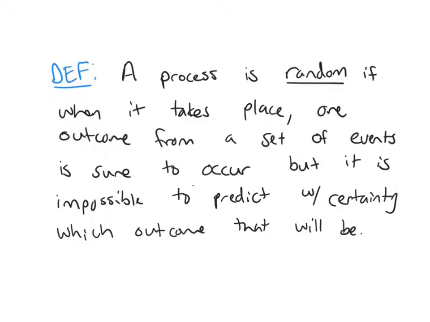So for example, if we flip two coins, we know that some outcome is going to happen for sure, but I cannot predict with certainty which outcome that will be. I don't know for sure what I'm going to get.